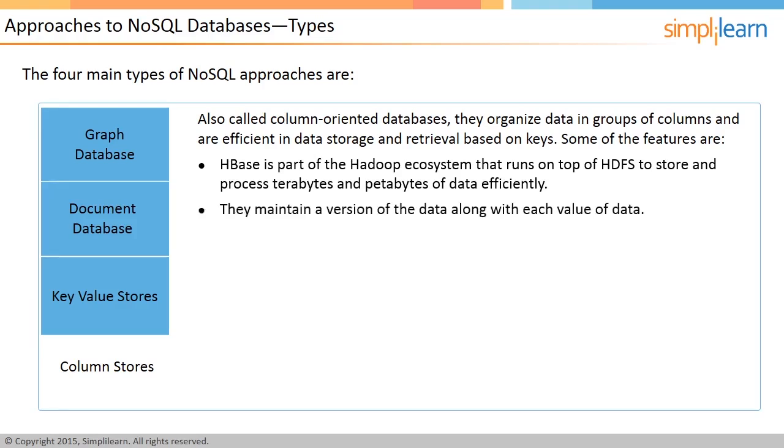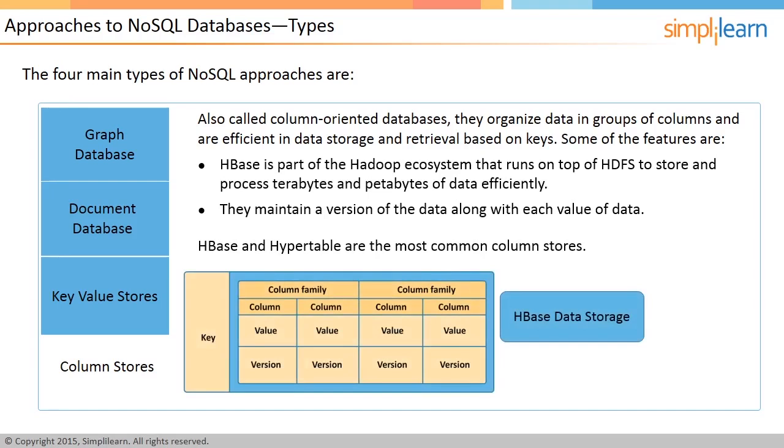Column stores normally maintain a version of the data along with each value of data. HBase and Hypertable are the most common column stores. The image illustrates how HBase stores the data. Data is organized by column families, and each column family can have one or more columns. For each column, along with the data value, a version number indicating the time of data update is also stored. The column-based data is stored along with the key.